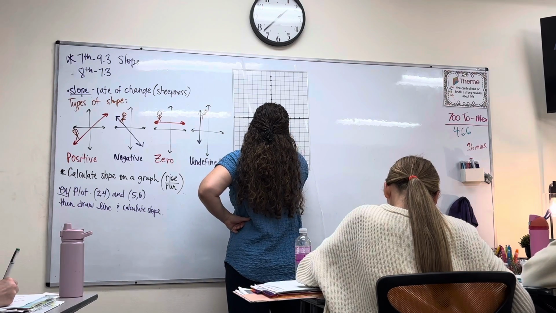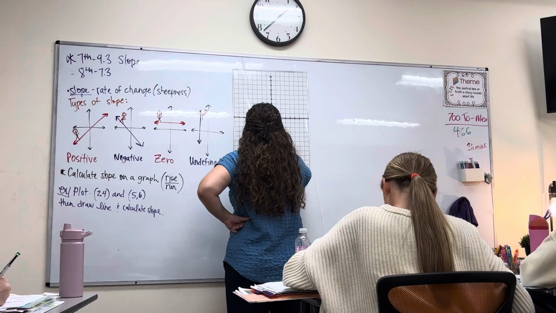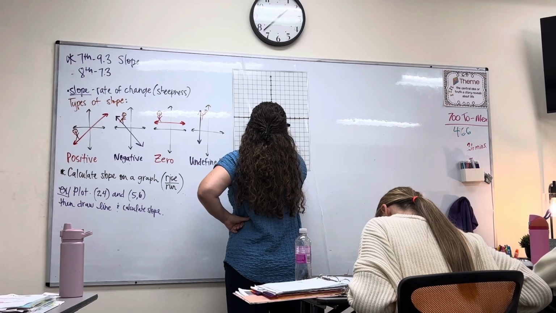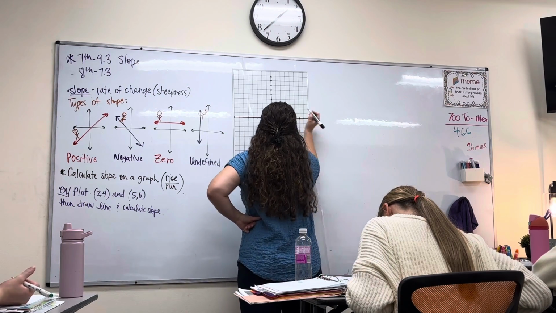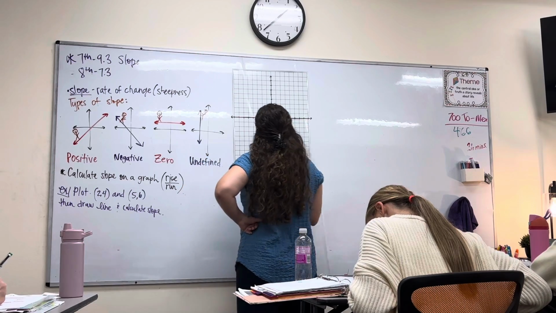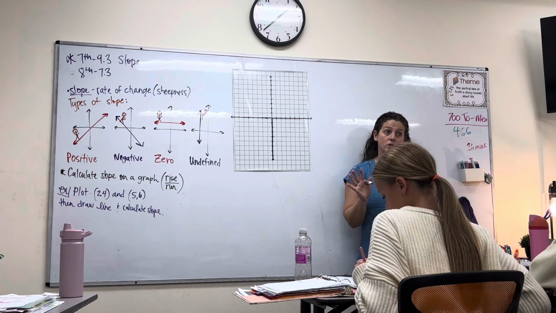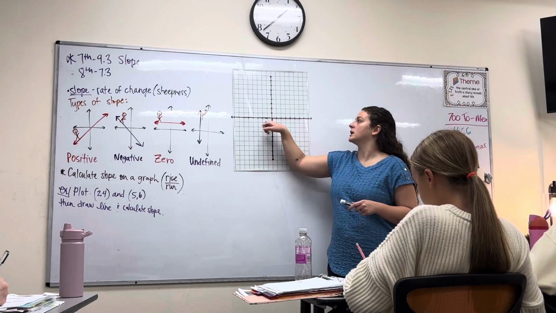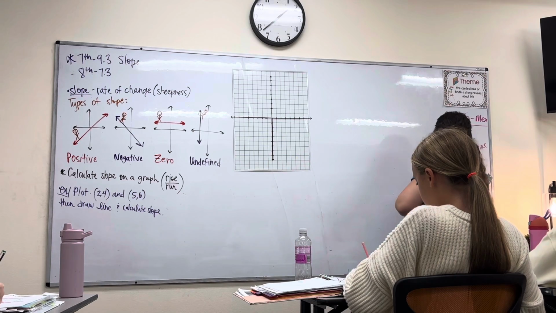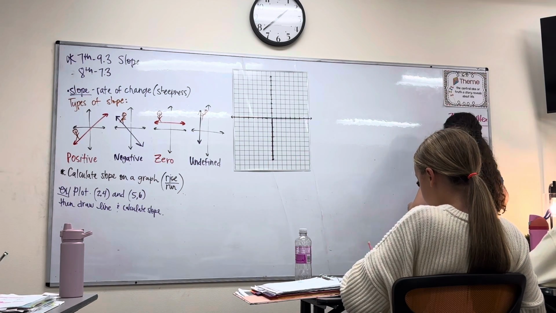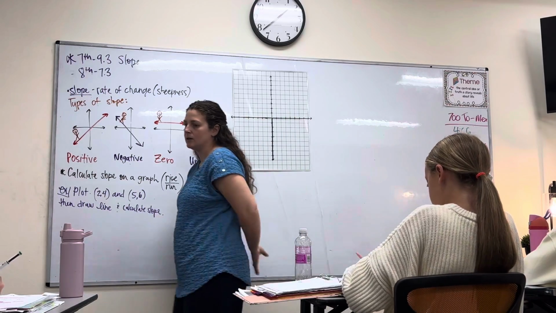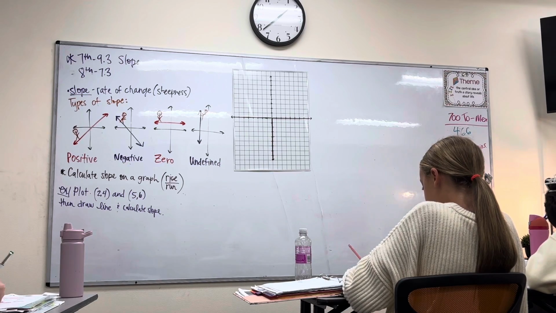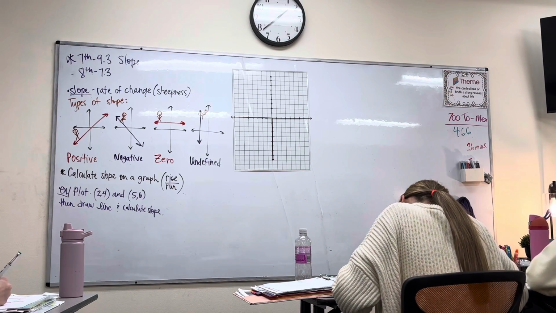1, 2, 3, 4, 5, 6, 7, 8. So I have 8 little dashes on each. I'm not going to number it anymore. You know that the positive numbers are here and here, and negative numbers are here and here. Everybody sketch out your coordinate plane. We go 8 up, 8 down, 8 to the right, 8 to the left.